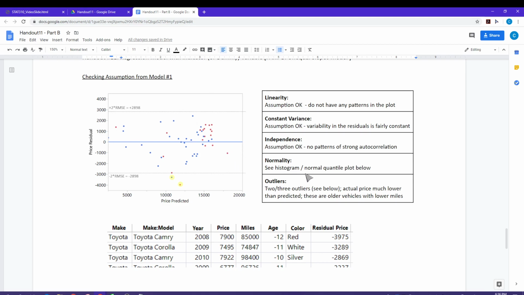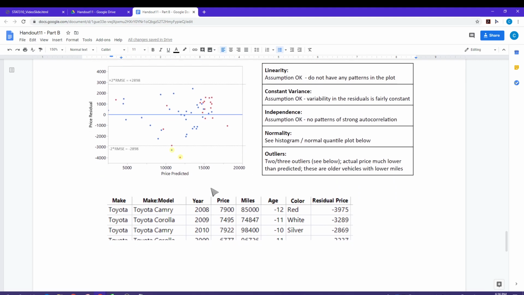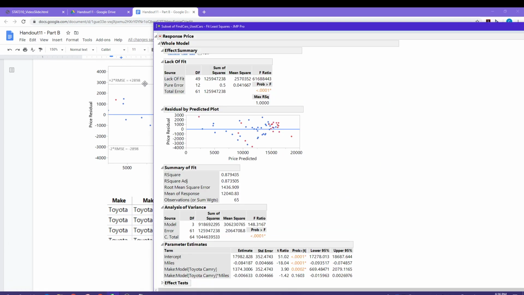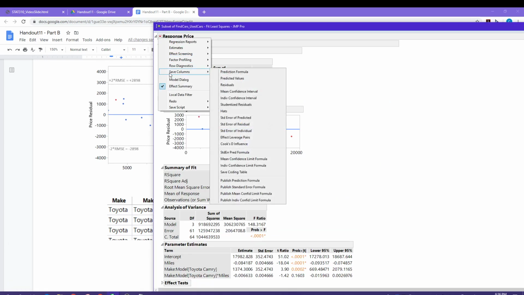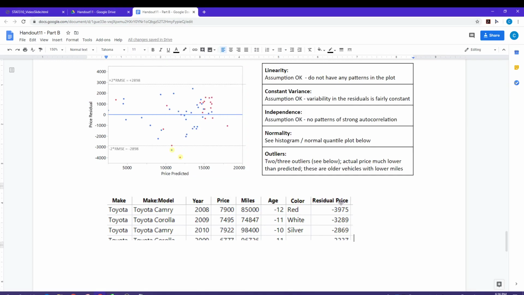Normality is down below. We'll show that here in a minute. And the outliers here, I went ahead and saved the residuals, so I can do that from my drop-down menu. I can just say Save Columns, Residuals here. We did that in handout number 10, I think. And then I just found the residuals that were very, very negative here. You can just sort that data based on the residuals, and you can easily find those. So those are those two observations there.